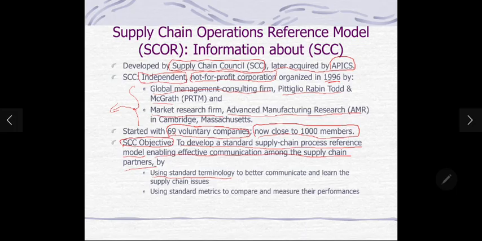So when we say S1, for example, we know the meaning of S1 instead of saying it's sourcing, it's purchasing, it's procurement, instead of having different names. This is to better communicate and learn supply chain issues.